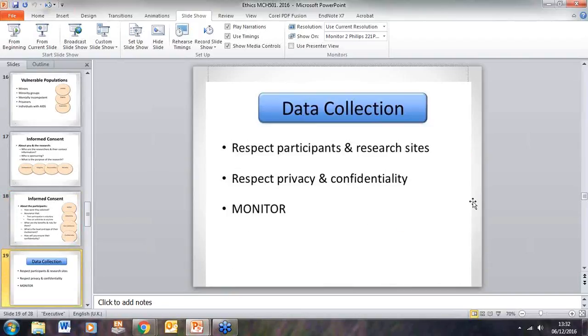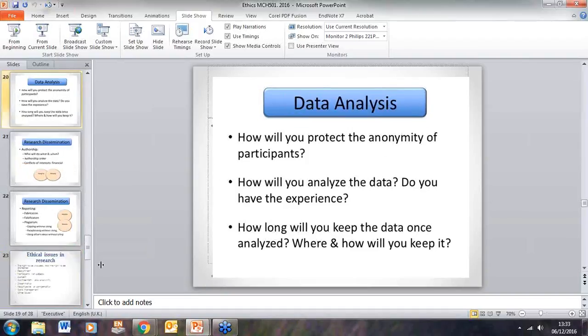Then we're going to collect data, and whenever we're collecting data, we need to ensure that we are respecting our participants, that we've ensured privacy and confidentiality, and we've monitored this very closely.